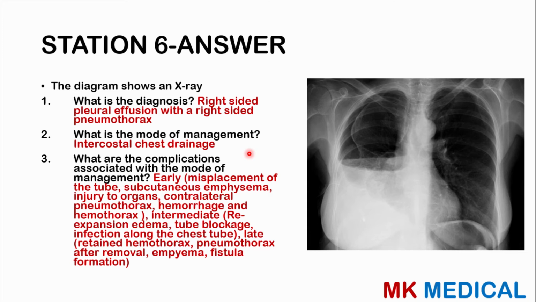Then, of course, the tube could be blocked. You could also have infection along the chest tube. Late complications include a retained hemothorax, a pneumothorax after removal of the tube, empyema, as well as fistula formation.